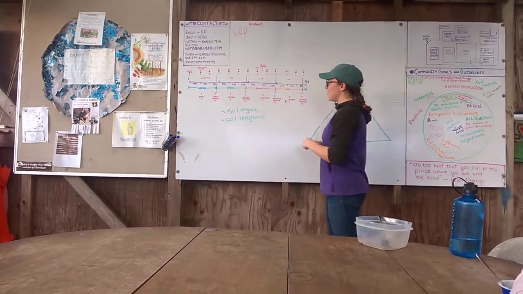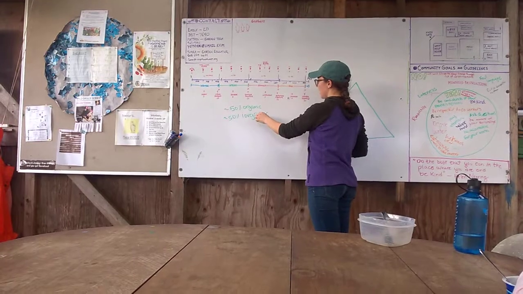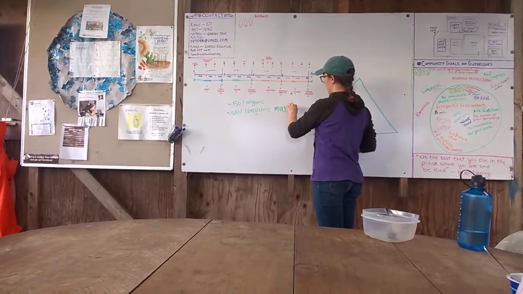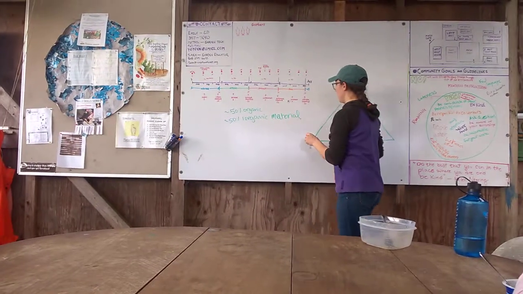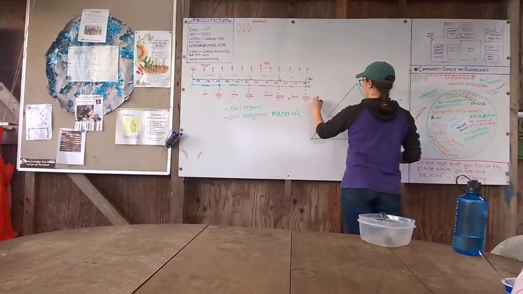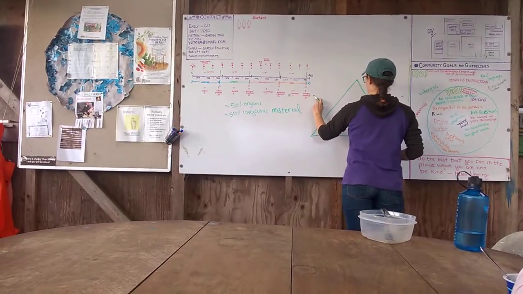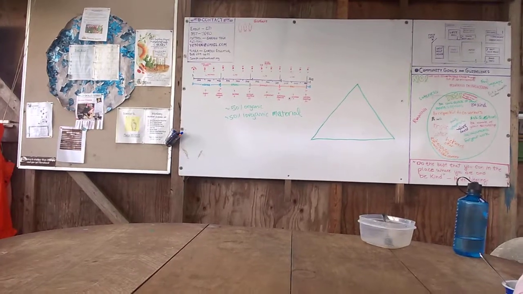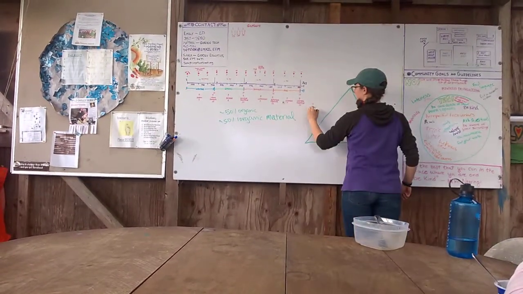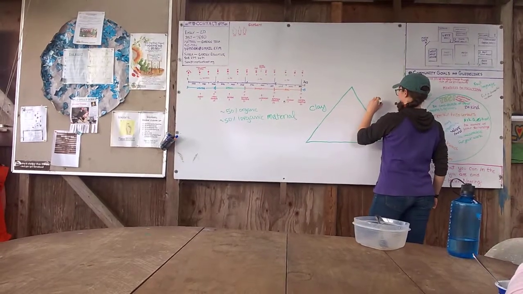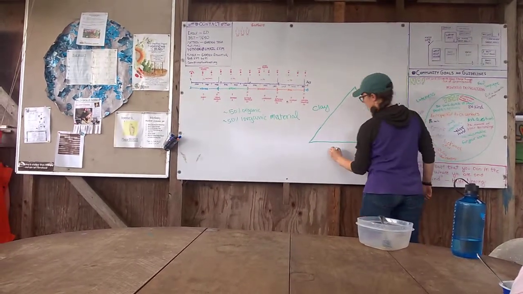So the types of inorganic material in soil are, I want to make sure I put these in the right place, clay, silt, and sand.